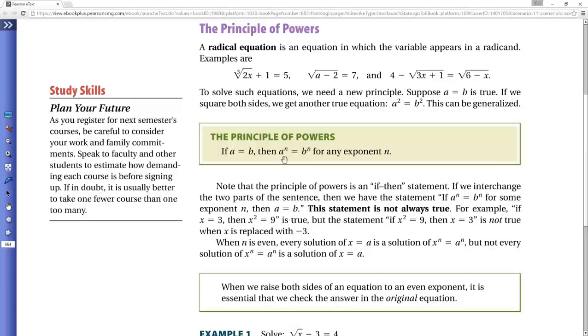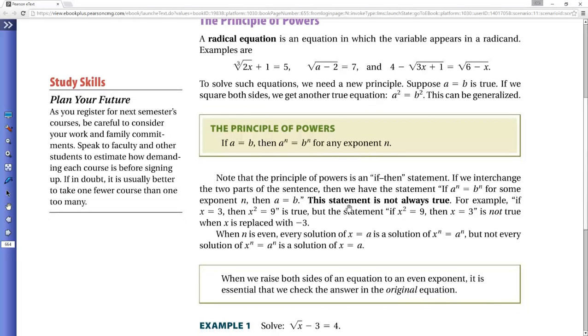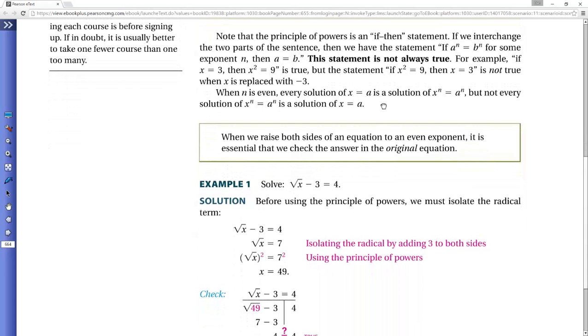I can't start with a squared equals b squared and assume that if I take the square root of both sides, then I'm going to get all the solutions. And that's what they're talking about here, that it's not necessarily true. For example, if we have x equals 3, then x squared equals 9 is true. But the statement, if I started with x squared equals 9, then x equals 3 is not true, because x also has a solution of negative 3. It has two solutions. So if we try to go the wrong way with this, we actually lose one of our solutions to this equation.